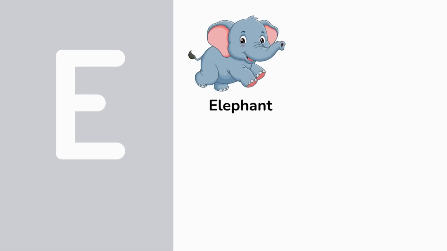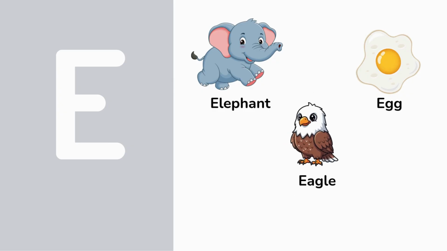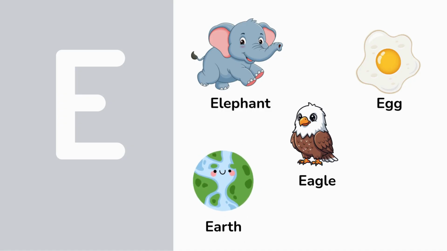E. This is letter E. Can you say E? E. E is for elephant. E is for egg. E is for eagle. E is for earth. E is for eraser.